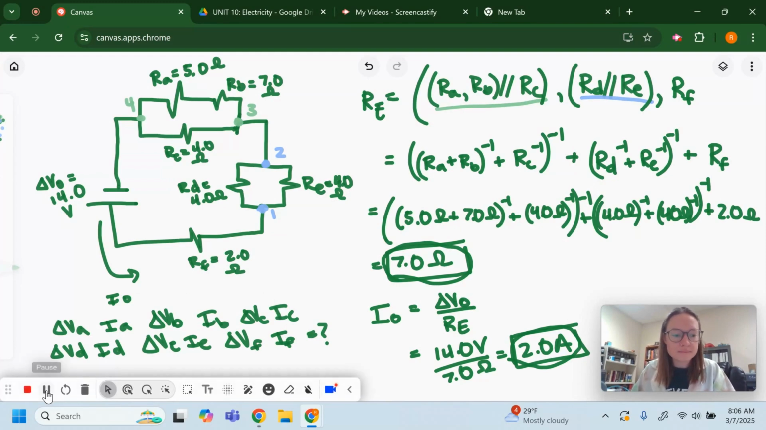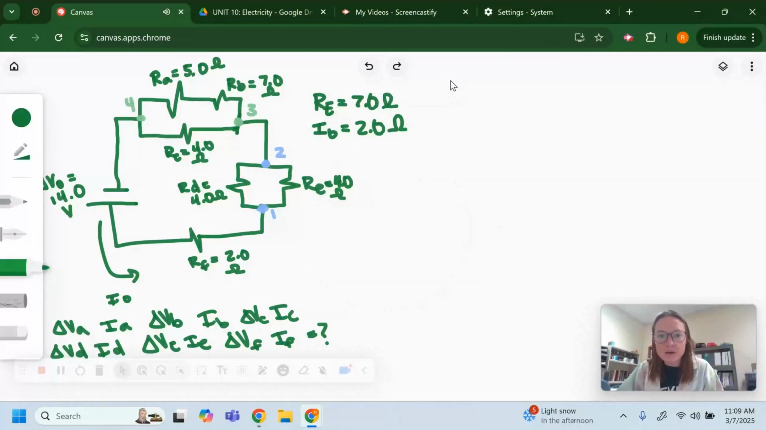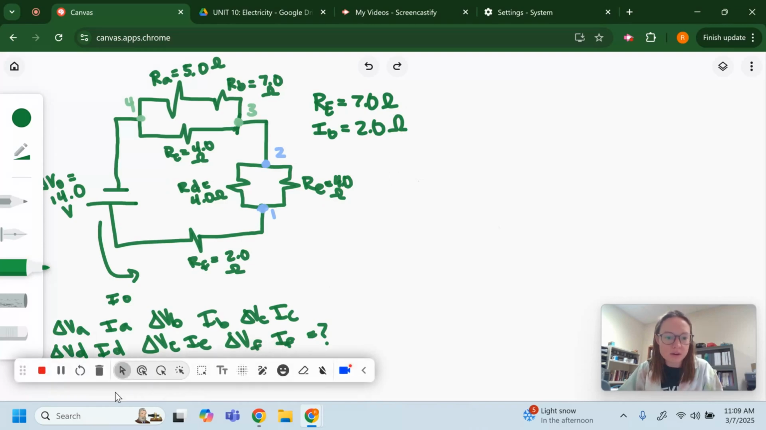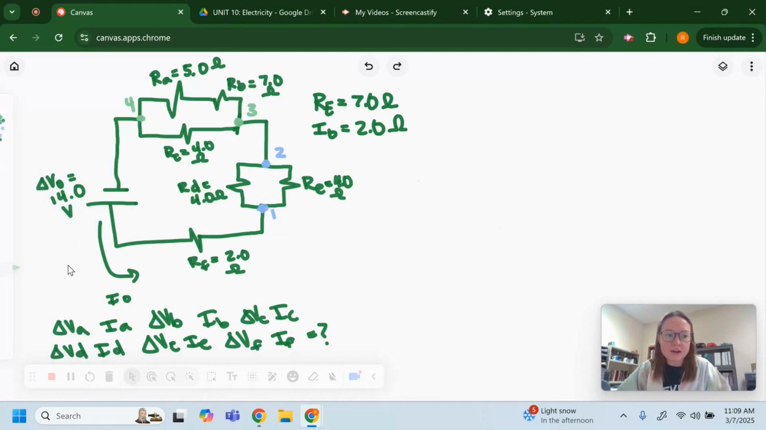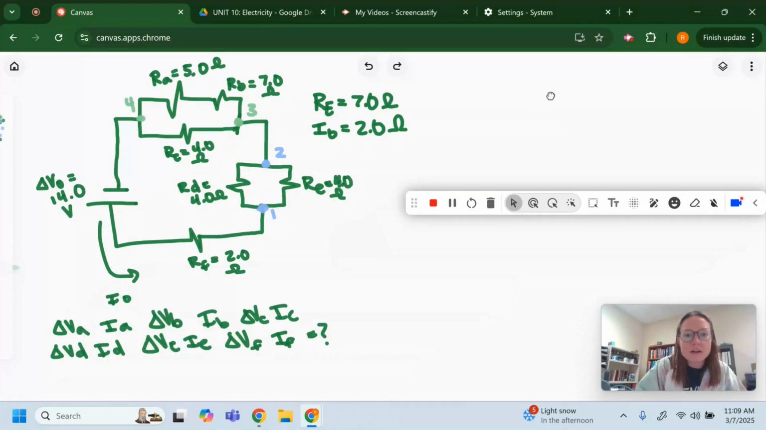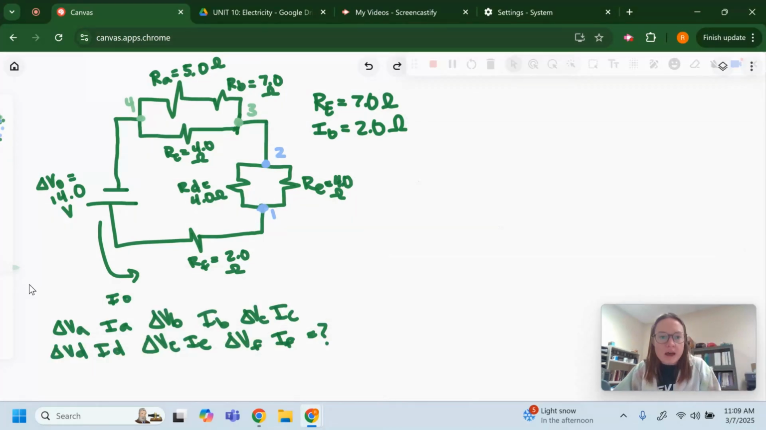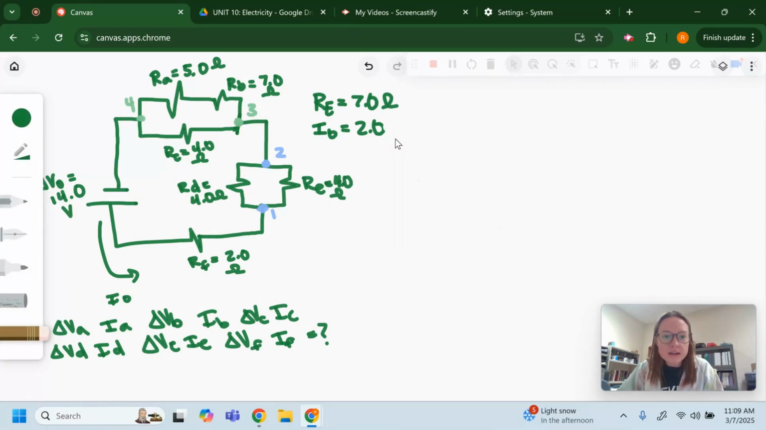One sec here. Okay, so now here's what I know. I know RE is equal to 7.0. Whoa, volts or ohms. That is crazy that I put ohms for both of those. That is just embarrassing. Wait, not that. Okay. Sorry, move this up here. Okay, I know that RE is equal to 7.0 ohms. I also know that I naught is equal to 2.0 amps. Okay, that's much better.